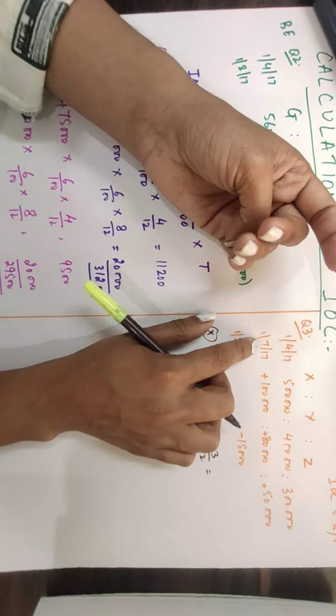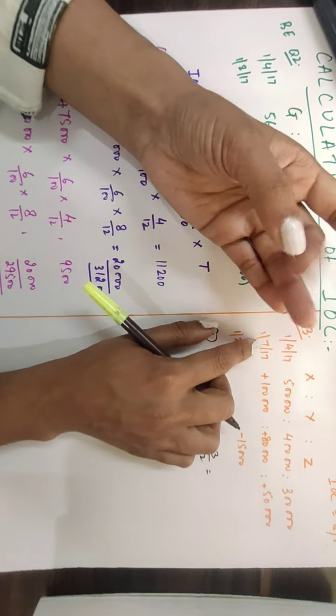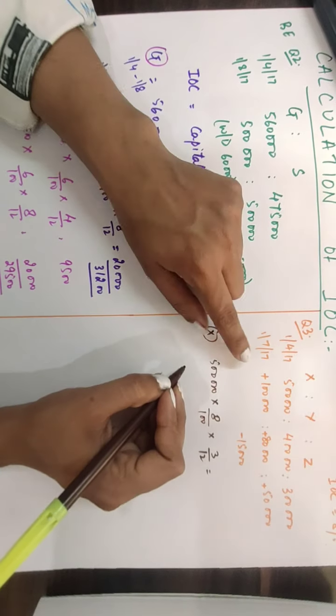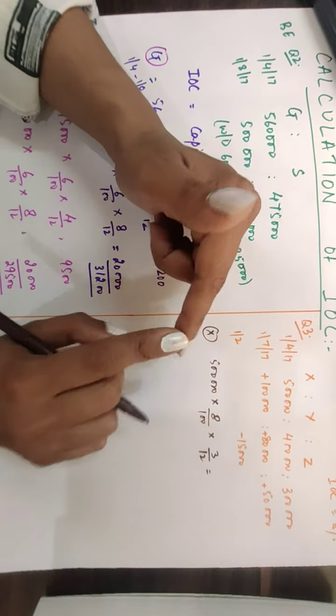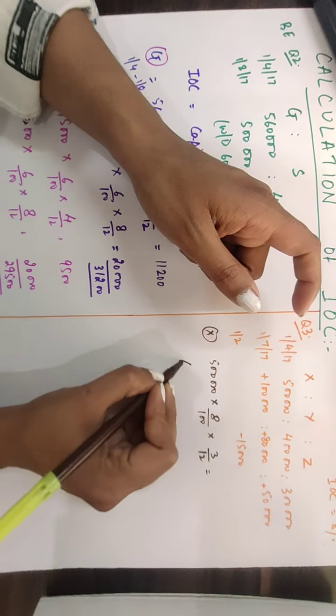Now counting from July, August, September, October, November, December, January, February, March, then he has added 1 lakh. That means I'll not write 1 lakh, I'll be writing 5 plus 1, that is 6.